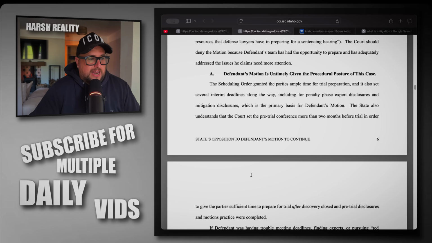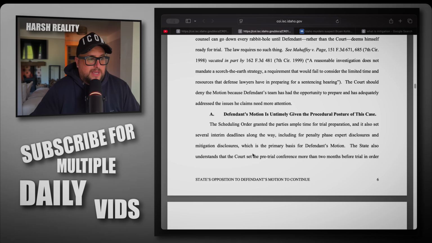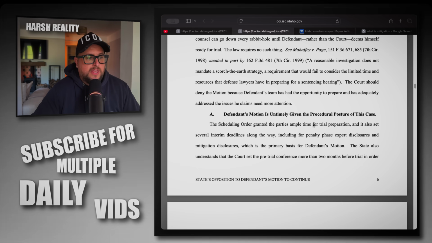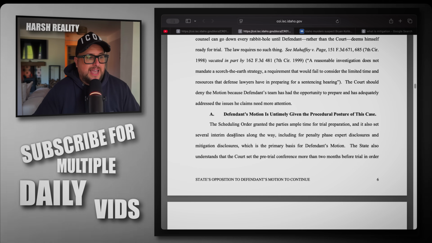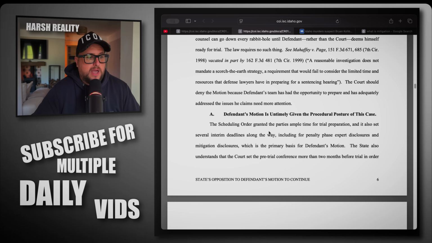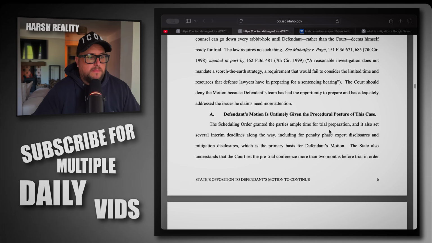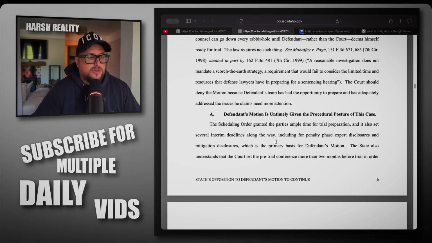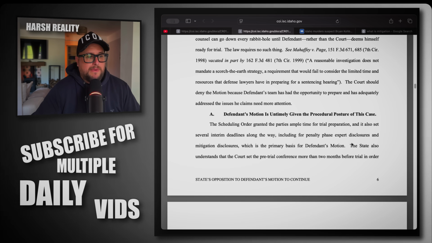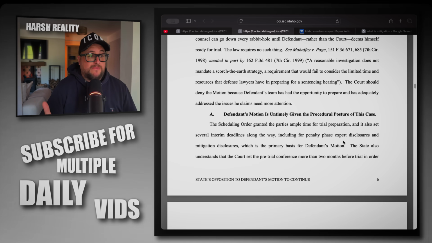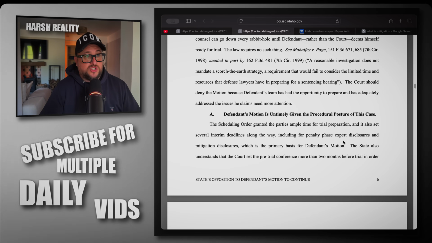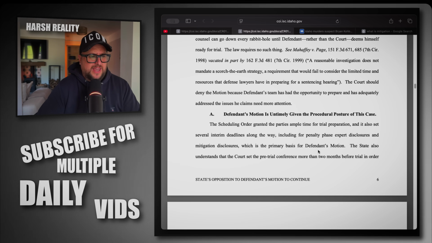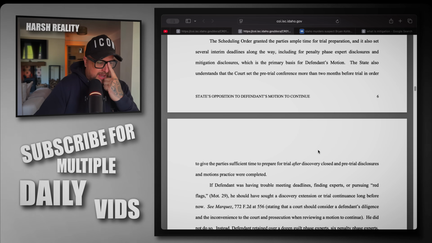But again, I'm not going to read through all of these little bits because there's no point. Defendant's motion is untimely given the procedural posture of this case. The schedule and order granted the parties ample time for trial preparation, and it also set several interim deadlines along the way, including the penalty phase. So what they're basically saying is we've set up everything. We've got a schedule and order that's got everything set in place. This is almost like saying, well, this is an inconvenience. It's pretty inconvenient, isn't it?